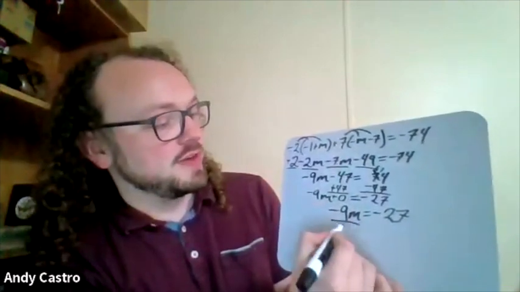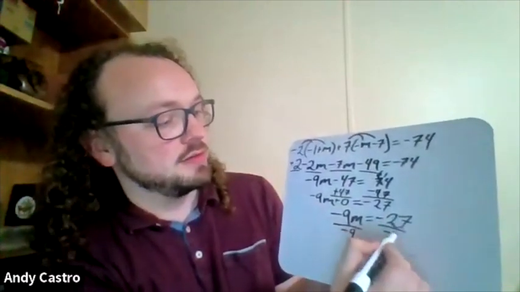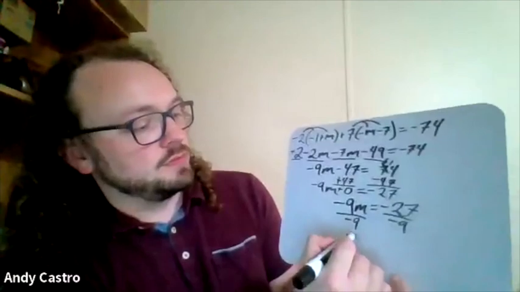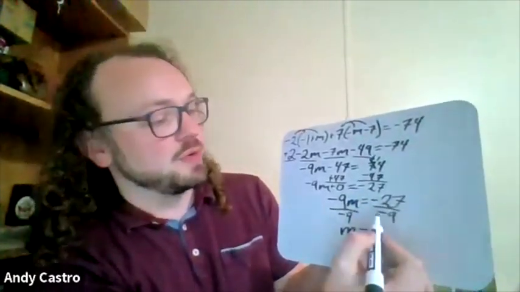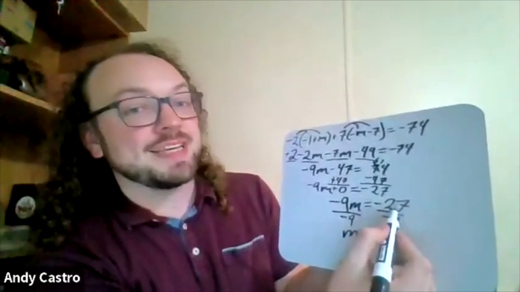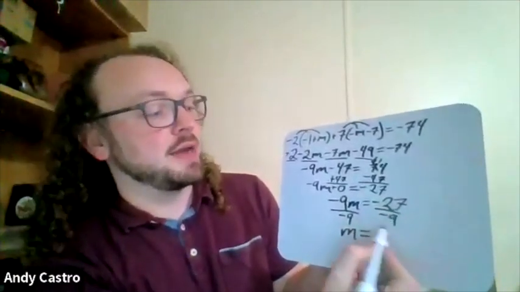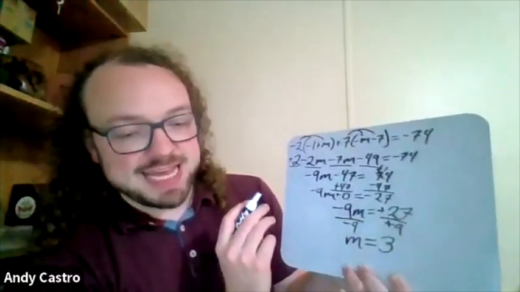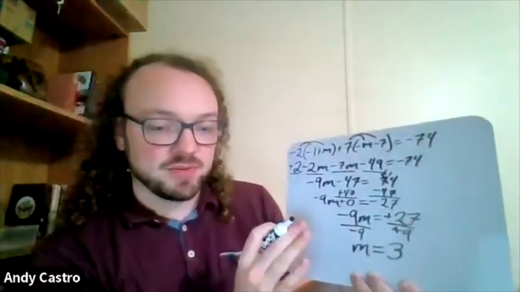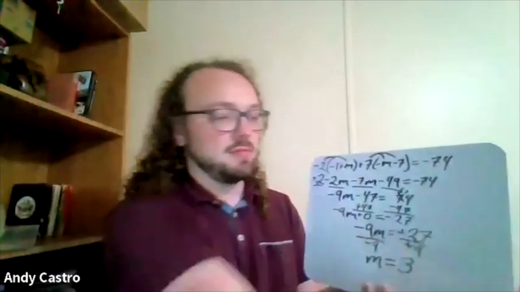Almost to m, divide both sides by negative 9. So I'm going to have m equals, and this one is probably one that we're a bit more familiar with, that 27 is 3 times 9, and two negatives make it positive. So if you got m equals 3 on number 21, doing great, making progress on that one.